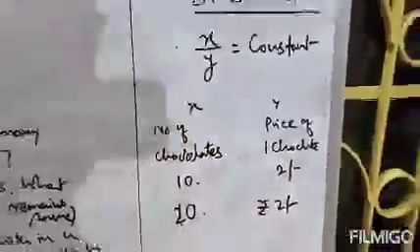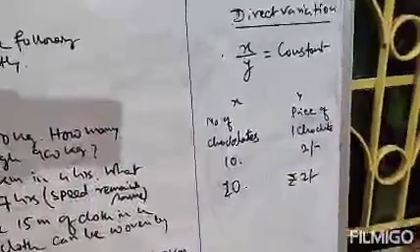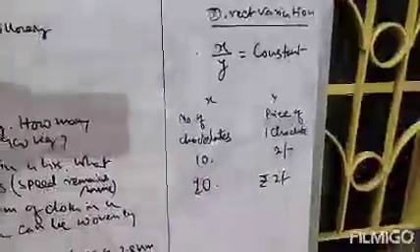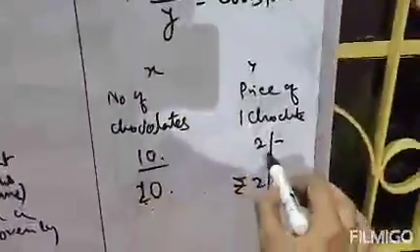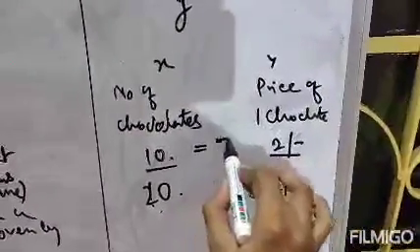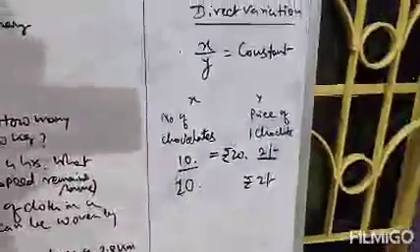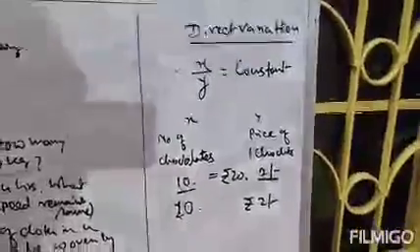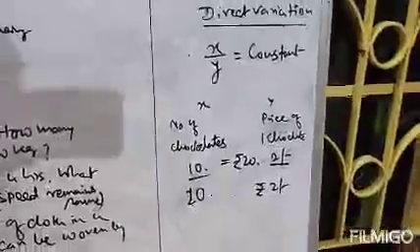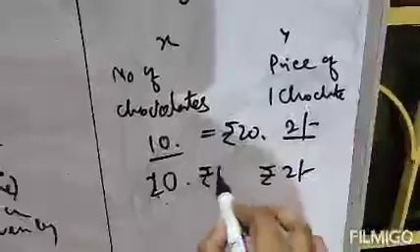Clear? That means if you buy more chocolates, then you will have to pay a larger amount. When you bought 10 chocolates and the price of one chocolate is 2 rupees, you will give the shopkeeper 20 rupees. The next day you bought 20 chocolates and the price of one chocolate is 2 rupees. That means you will now pay 40 rupees for 20 chocolates.